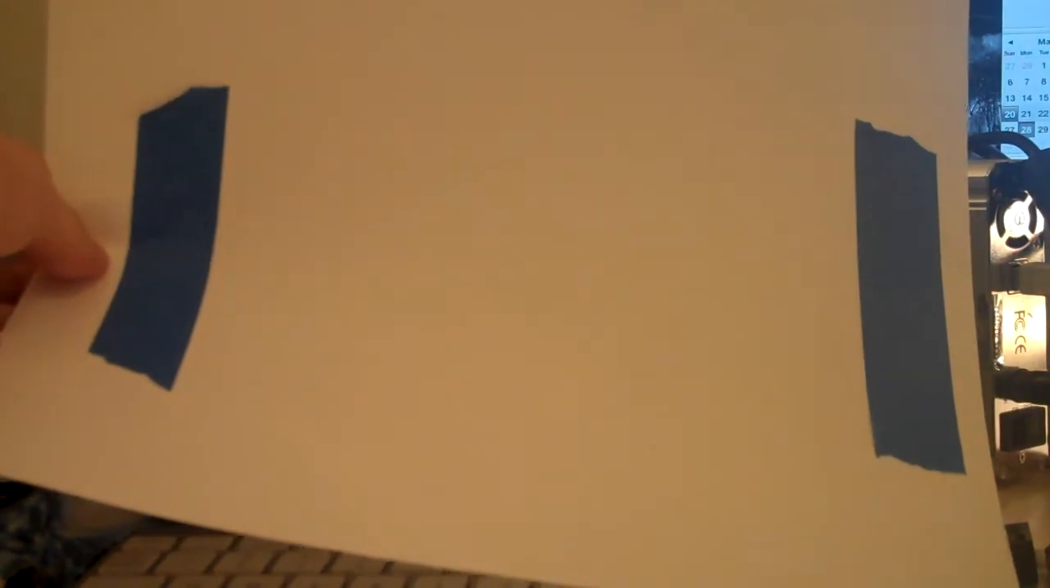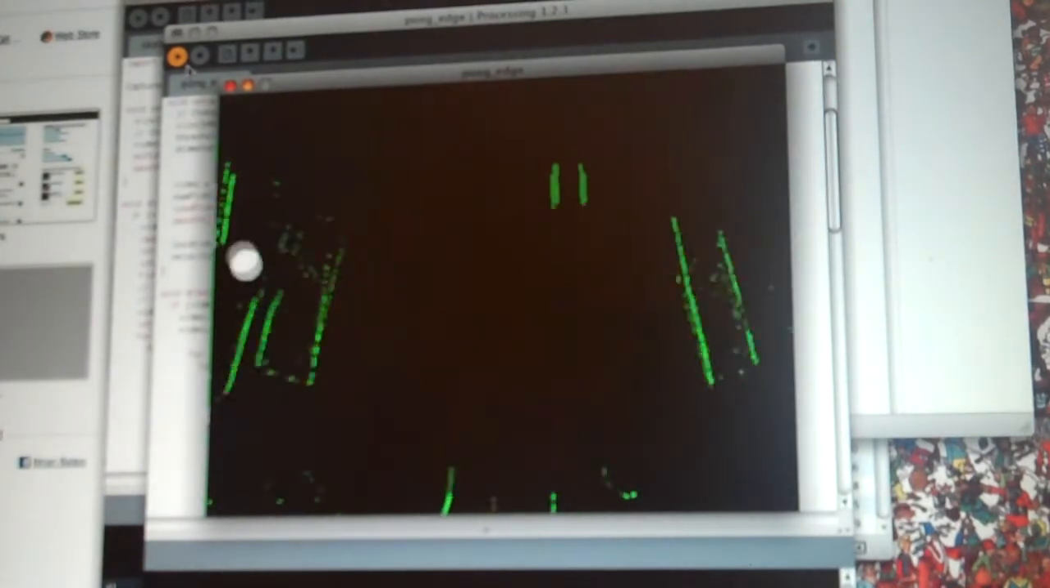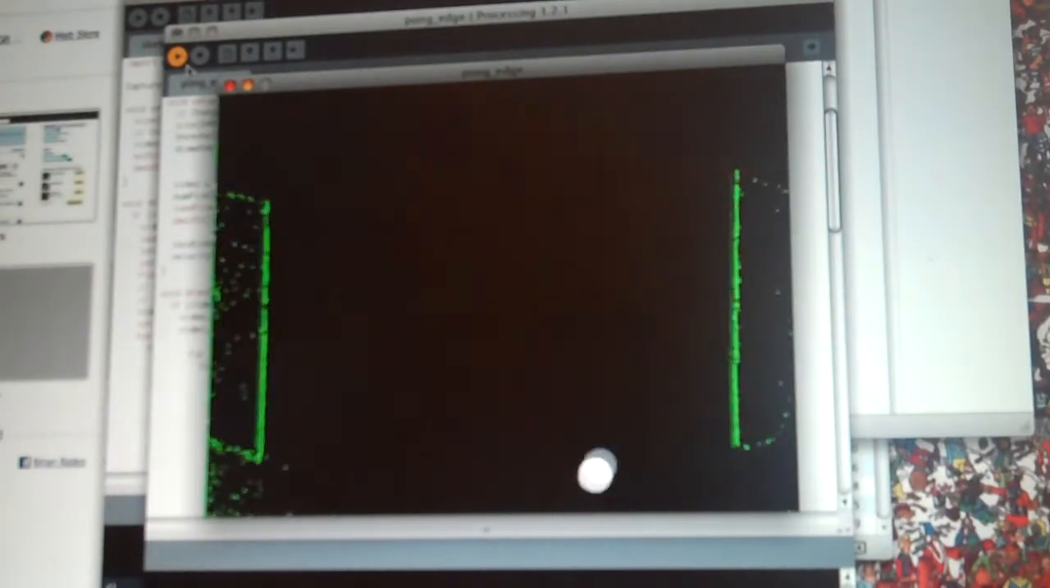What I did was take a piece of paper and put some tape on it, and what I'm going to do is play some pong. So that's me again. Here's a piece of paper, and let me try to get the ball in the middle. And boop.